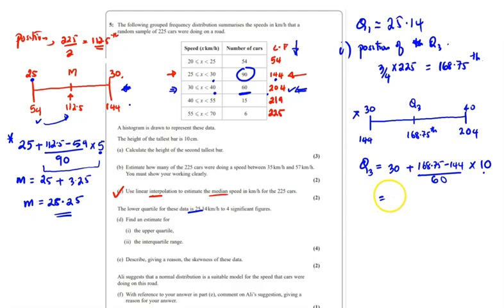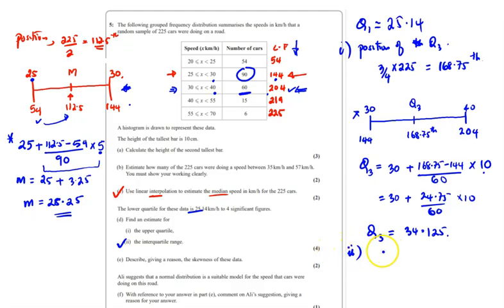That means you have 30 plus, and here, the cars you're looking for are 24.75. So you ask yourself, 24.75 cars out of 60, how much do they represent? You can press a calculator here and get your Q3. If you press a calculator, your Q3 will be 34.125. That's your Q3.